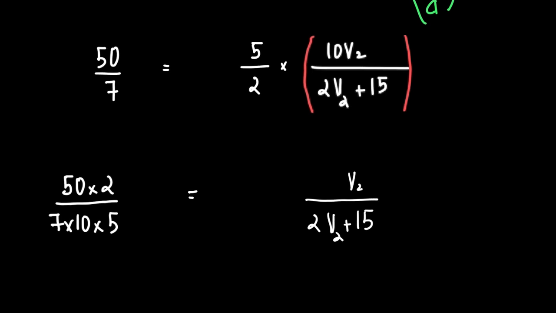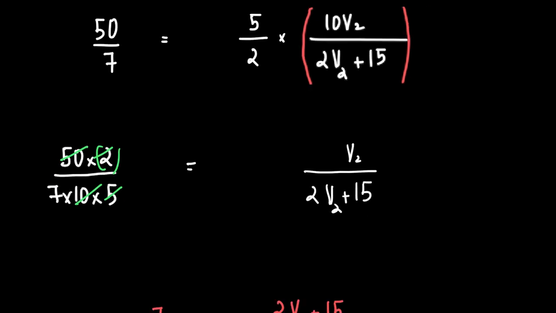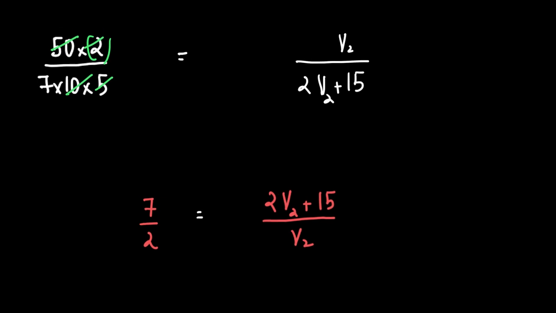Now, keeping these two together, we can multiply 2 to the other side, 5 here and 10 here. What we get is 50 times 2. So 10 times 5 is 50. So this is 2 by 7 here, right? And for ease of calculation, what I've done is I've taken the reciprocal on both sides of the equation.